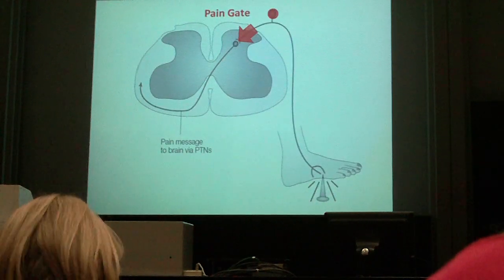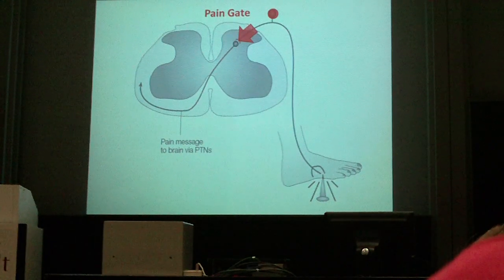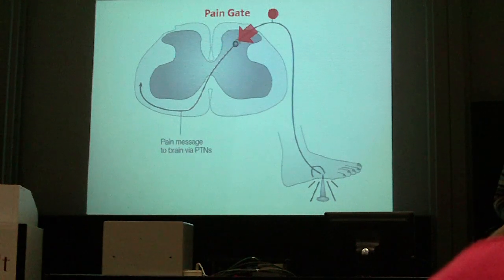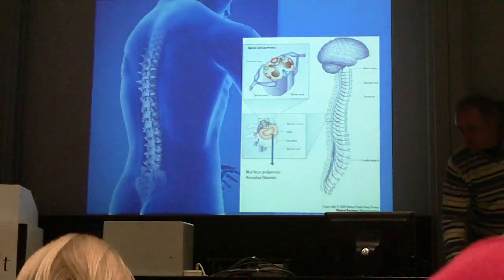And finally, the signal from these pain afferents with the TRPV receptors and the action potentials enters the spinal cord, and what happens here? Here, as you can see, it's indicated the pain gate. At the pain gate in the central nervous system, it is decided whether the signal will be sent further or not. It's a very important place.